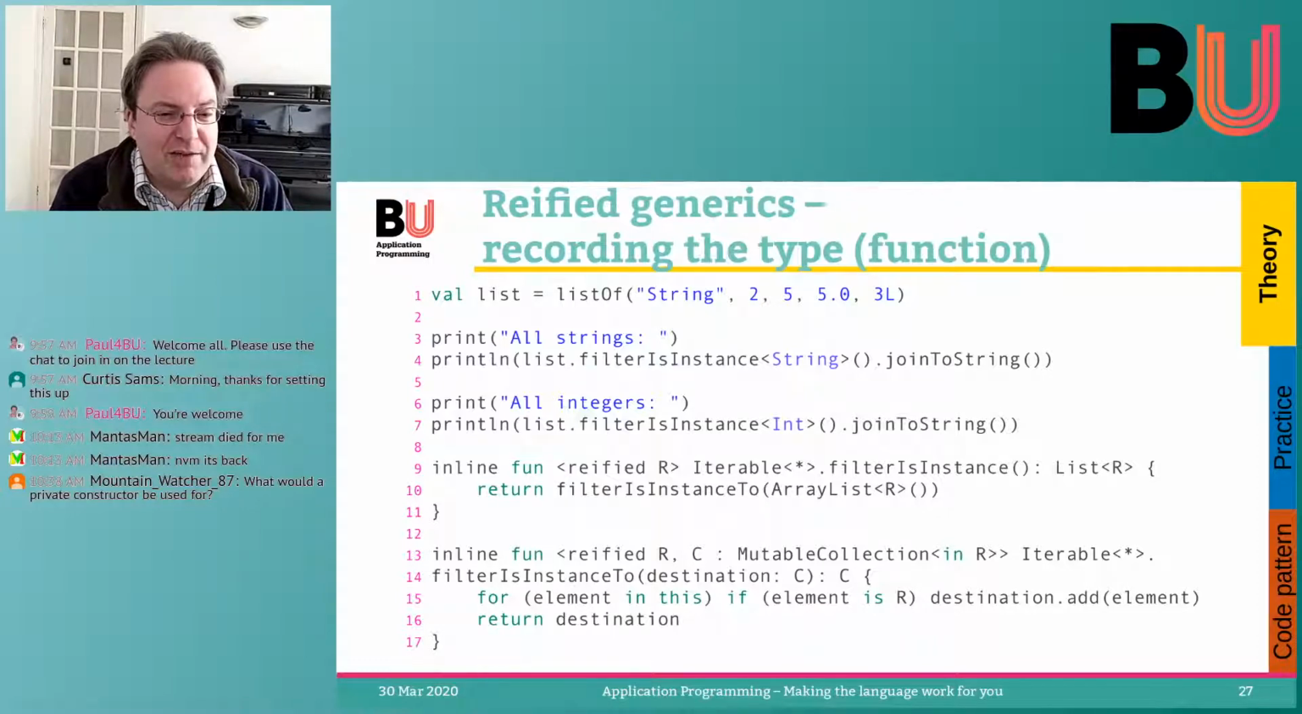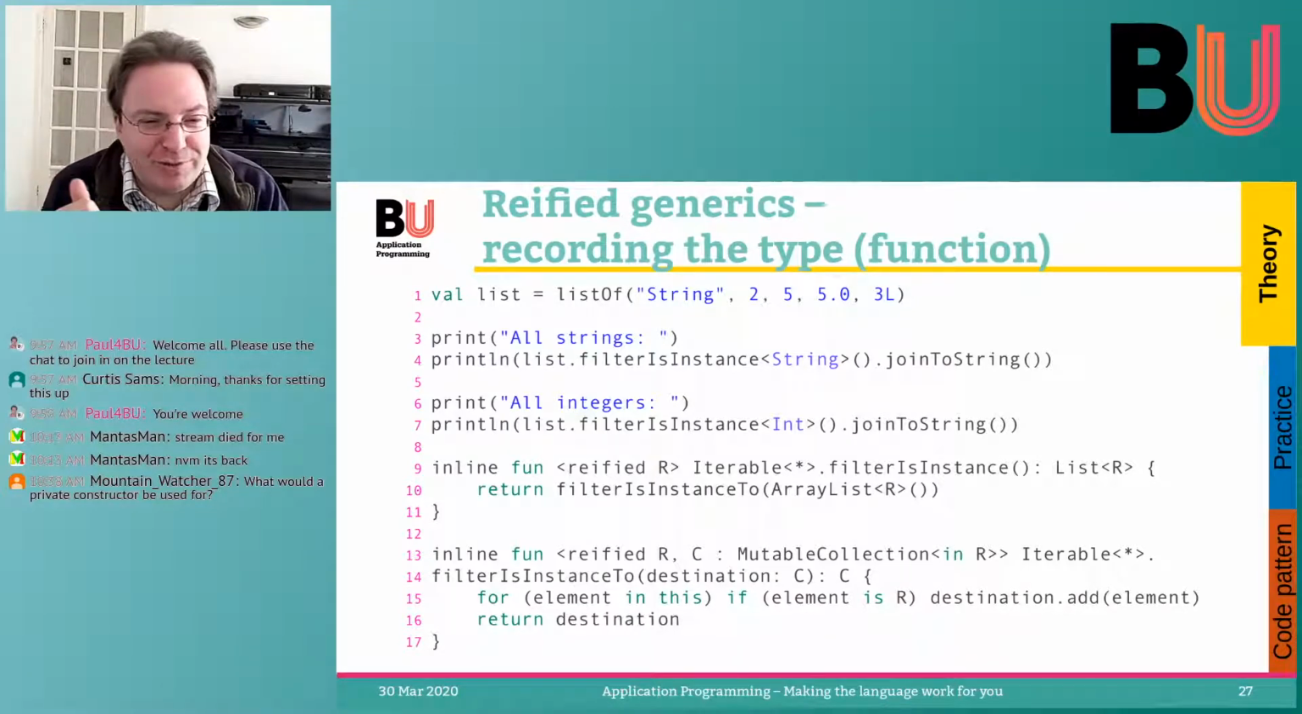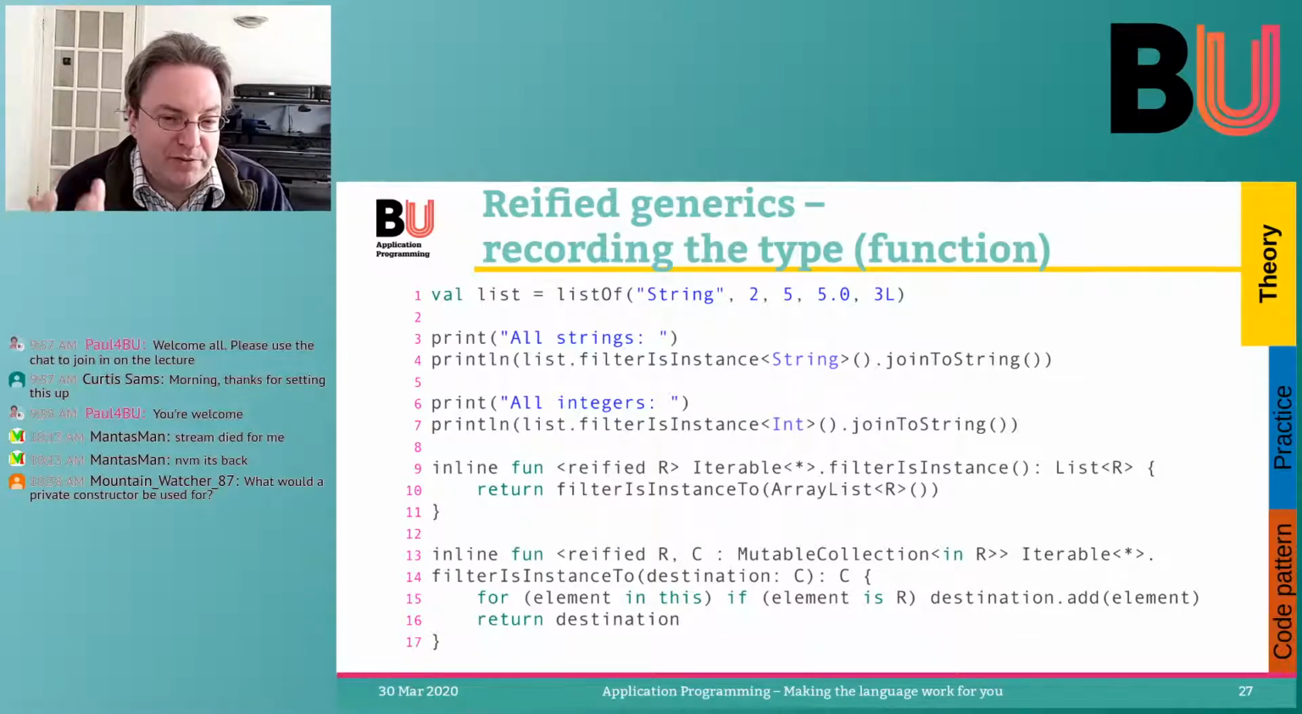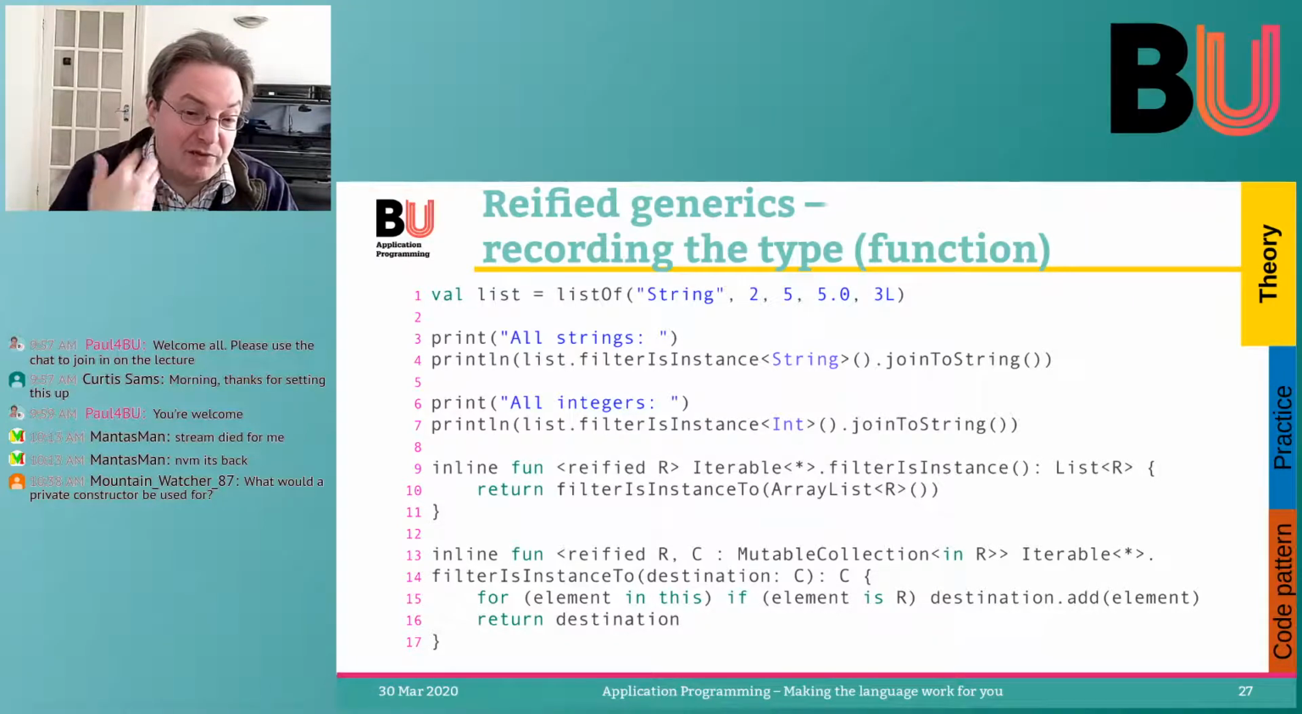This is a built-in function in Kotlin, and I have just copy-pasted the implementation. I've removed all the documentation to fit it on the slides. So we can get all strings out of this list. This will print strings only, and for all the integers, that will print 2 and 5. It won't print 5.0, it won't print 3L, it won't print the string.